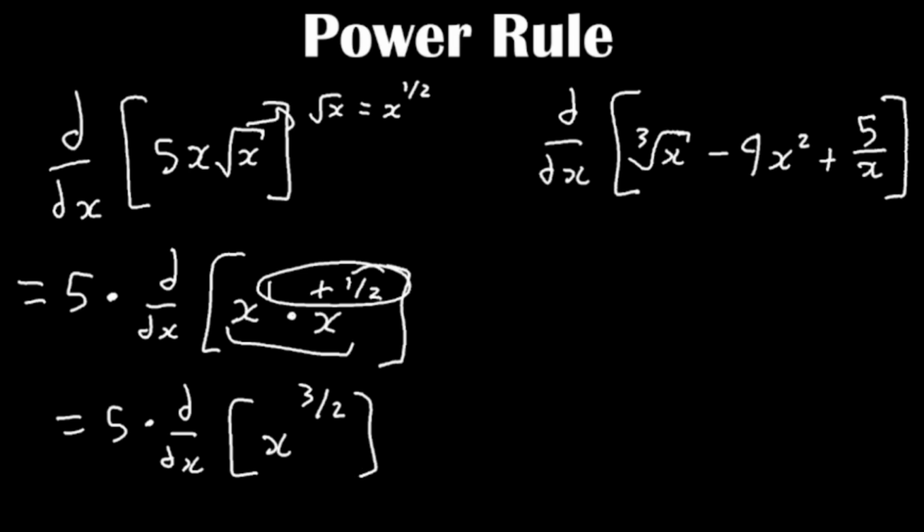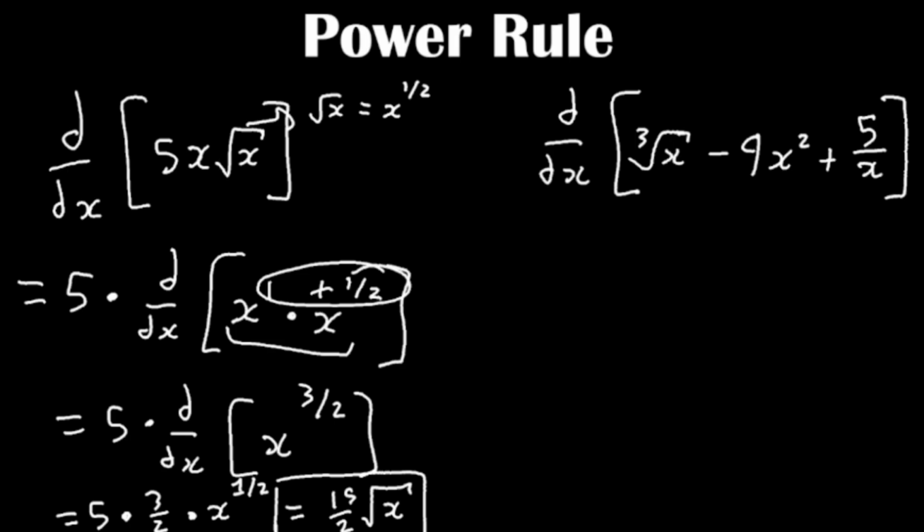Before, we've only really used whole numbers. We only really used things like 2, 3, 100, whatever. But you can also do it for rational powers and even irrational powers. So it's going to be 5 times, we bring down the power to the front. 5 times 3/2 times x to the 3/2 minus 1. We subtract 1 from the power. So that's 1/2. Since I had square roots originally, I'm going to bring that back. So this is 5 times 3, that's 15, over 2, square root of x.